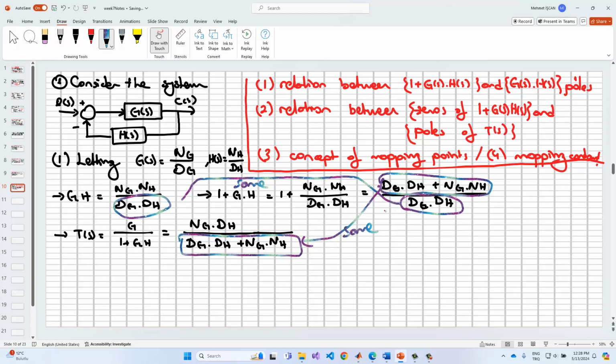There are two concepts in here. First of all, the relation between the GH and 1 plus GH: the poles are equal. But the closed loop transfer function poles are equal to what? The 1 plus GH zeros. This is an important property to create the Nyquist criteria, okay?